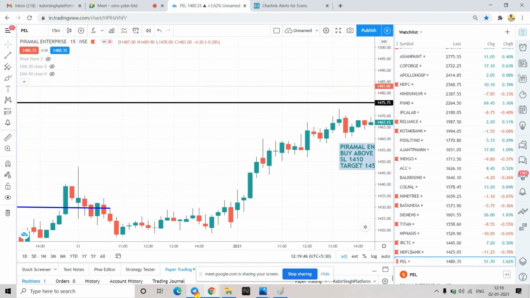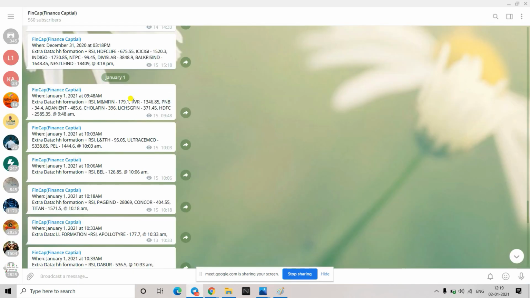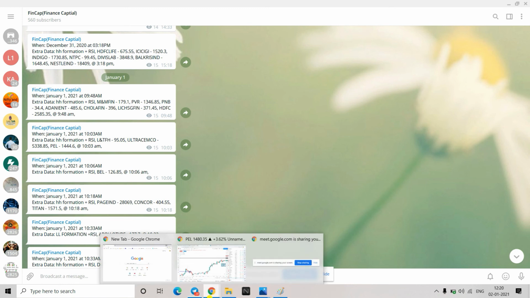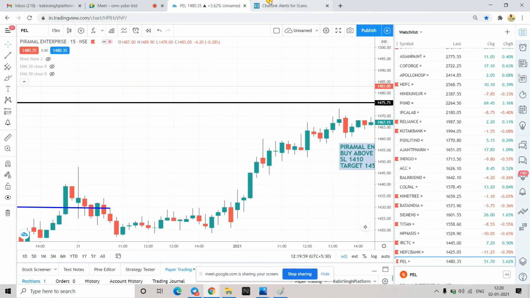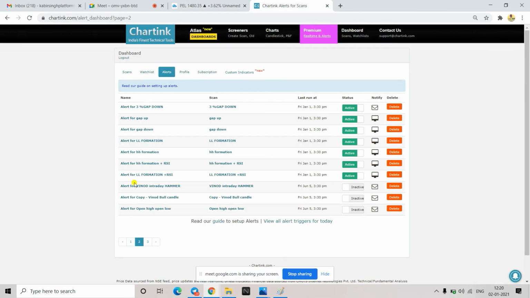I'll just show you a few alerts. See here, every 5 minutes or so, you get it. If the stocks are not coming, then you will not get the alert. How I get the alerts, I'll show you. I'll just share this coded screener with you guys also. How I get it, I'll show you.